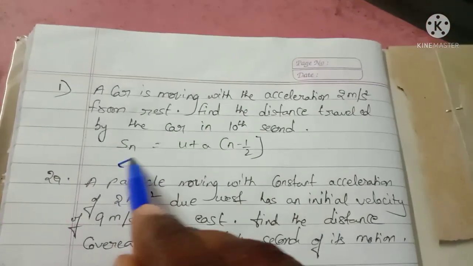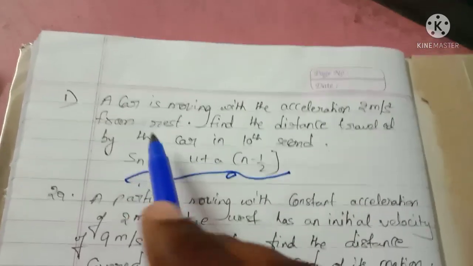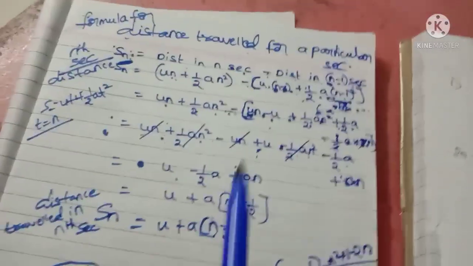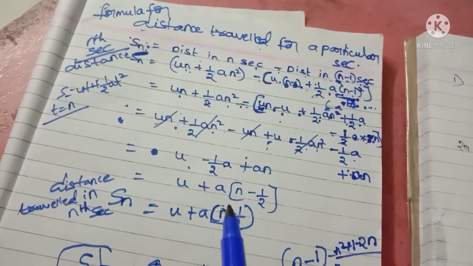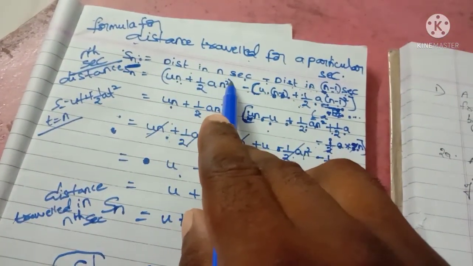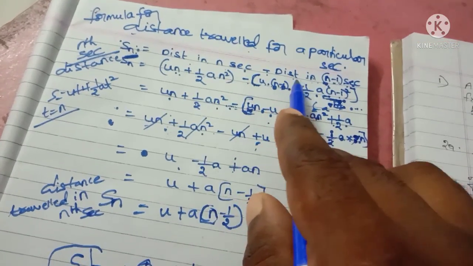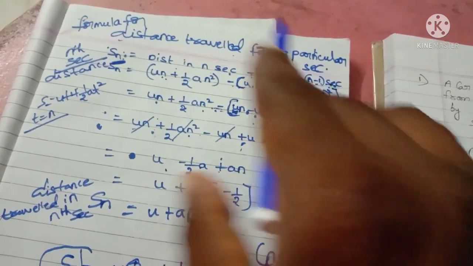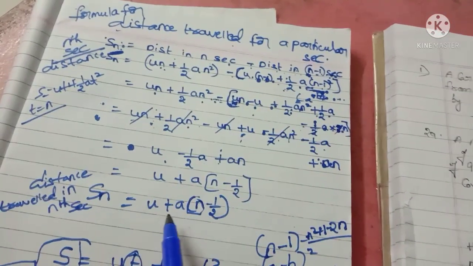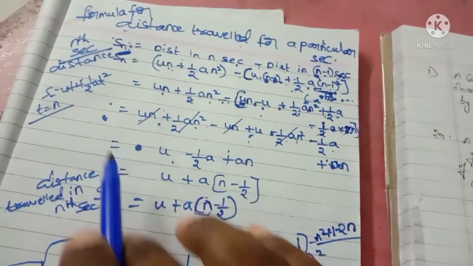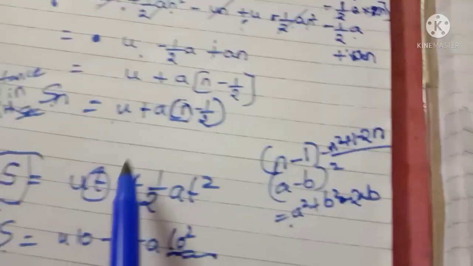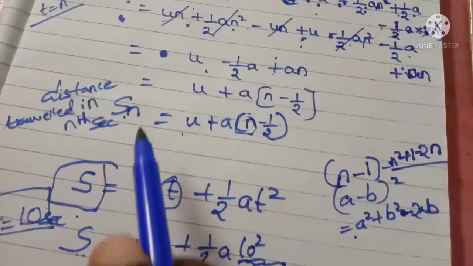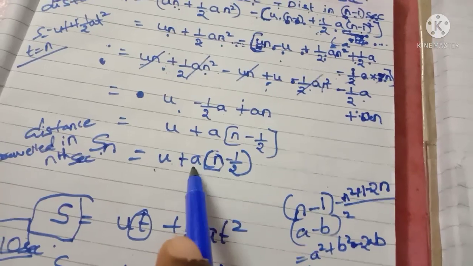So just learn this formula, my dear children. Nothing is there in this. Just go through once again the equation. See, distance traveled in total n seconds minus distance traveled in n minus 1 second. If you remove this, this is simple mathematics, nothing is there. So ultimately you will get Sn equal to u plus a into n minus half.